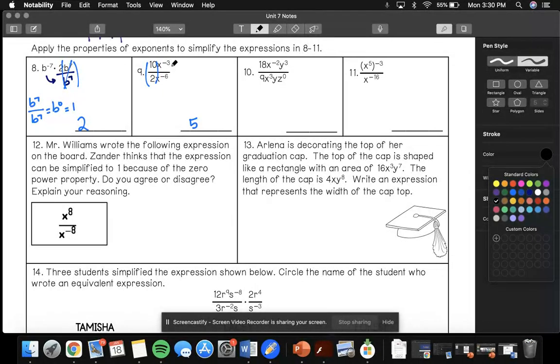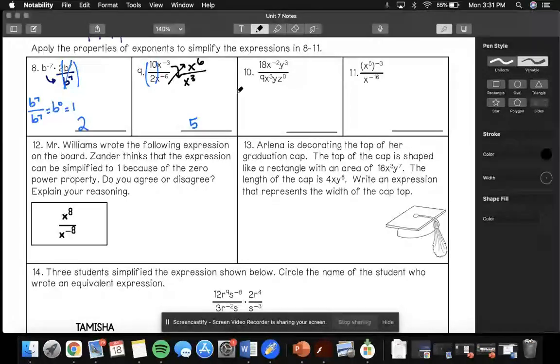So x to the negative 3rd, I'm going to move down. And then x to the negative 6th, I'm going to have to move that one up to make it positive. Okay, so I moved them and made them positive. So I have x to the 6th over x to the 3rd. I notice that there's 3 more on top than on bottom. So simplified, I have 5 from the whole numbers, and I have x to the third with my exponents.